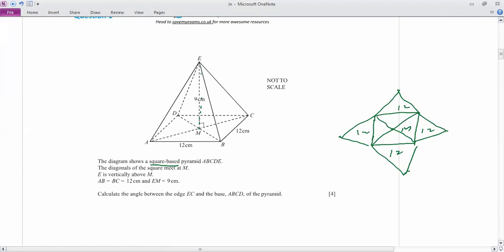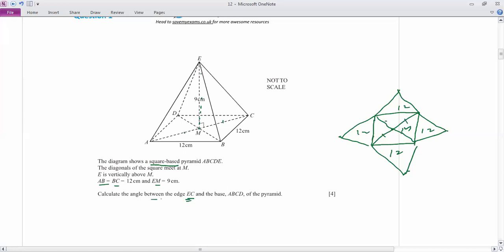And I told you, in case of a square, I mentioned in the very first lesson that the diagonals of the square bisect each other. I mean, this one and this one will be equal, and this one and this one will be equal. So obviously the diagonals are crossing, so this distance and this distance will be equal. So, E is vertically above M. So this is the height of the pyramid. AB is equal to BC, EM is 9 centimeters. Calculate the edge angle EC.